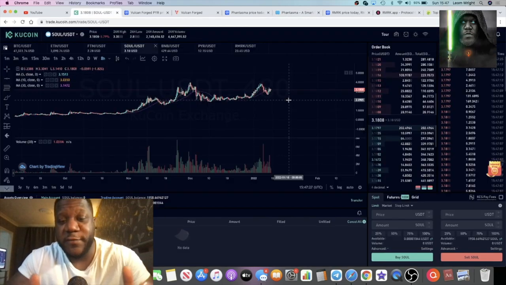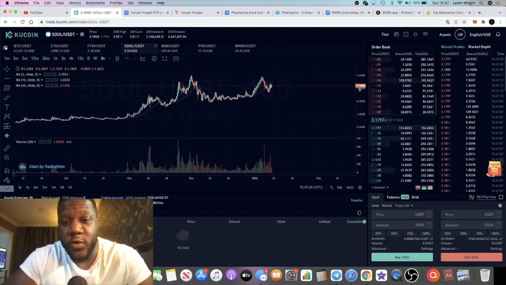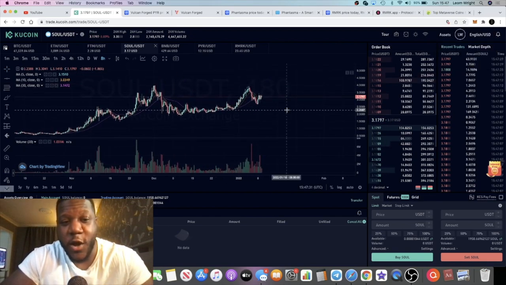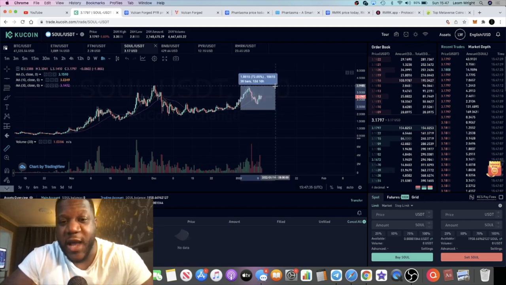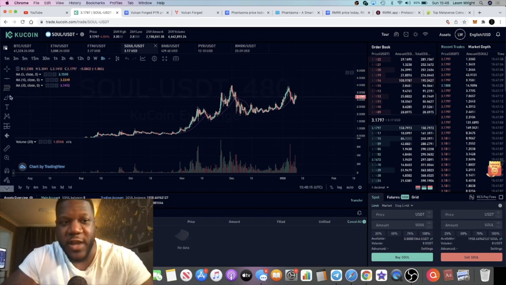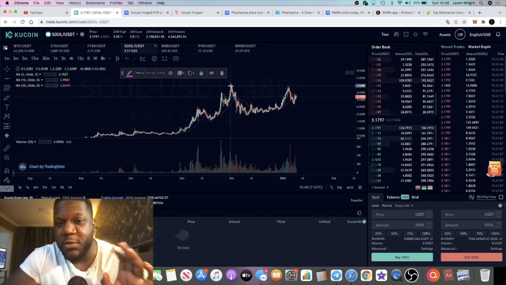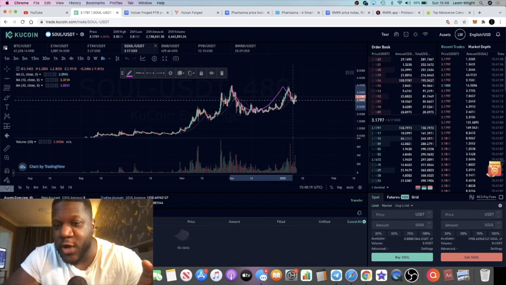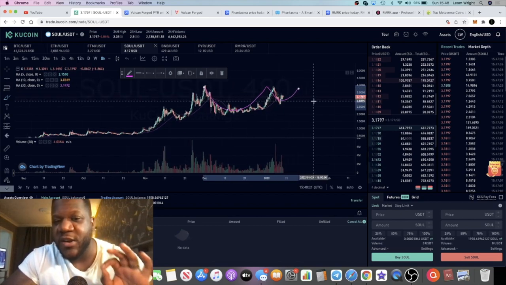So the main token for Phantasma is SOUL, and SOUL has been doing some massive gains over the past few days while the rest of the market has been falling. SOUL actually had a 70% pump. It did put in a double top over here and it has pulled back from there, but this looks like it could be a potential cup and handle formation forming on Phantasma.